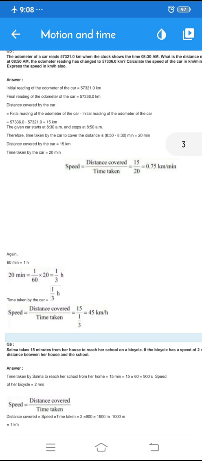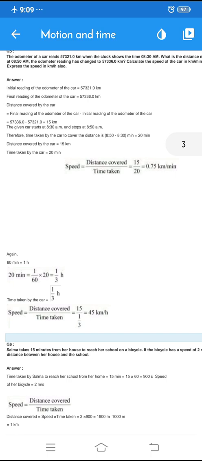The car started at 8:30 a.m. and stopped at 8:50 a.m. So what is the time taken by the car to cover the distance? That is 8:50 minus 8:30, that is 20 minutes. So the distance covered by the car in 20 minutes is 15 kilometers. The time taken by the car is 20 minutes. So here what you need to find out is the speed of the car.